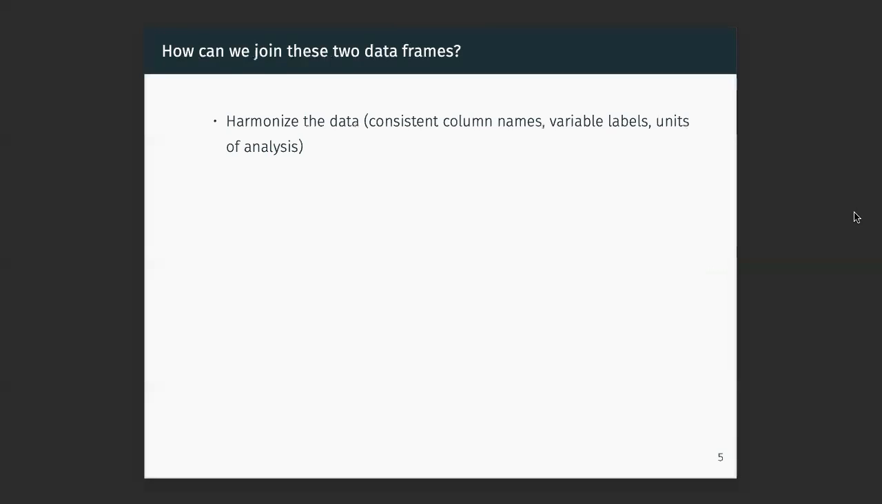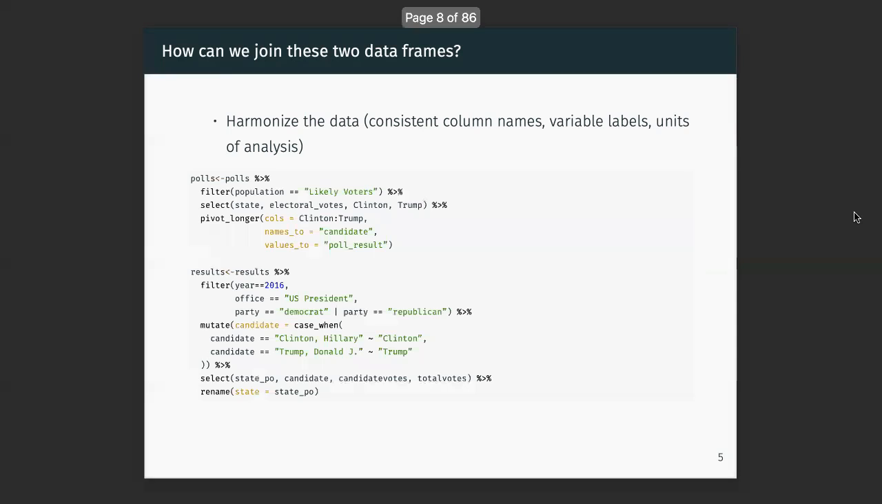So how do we join these data frames? We harmonize the data. That is, we give them consistent column names, variable labels, and units of analysis. And here's how I do that with polls. I'm not going to go into too much detail on this because we covered it last time, but what the heck, I'll walk through it. This is a lot of code, obviously, but this is how we're going to transform the polls data and the results data to have common shapes and common structures, right? That's called harmonizing them. We want them to be able to talk to each other. And to do so, we have to transform the data a bit, right?